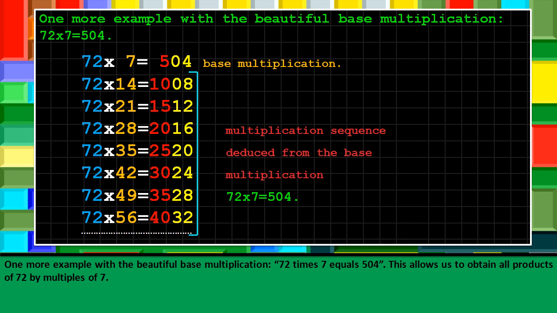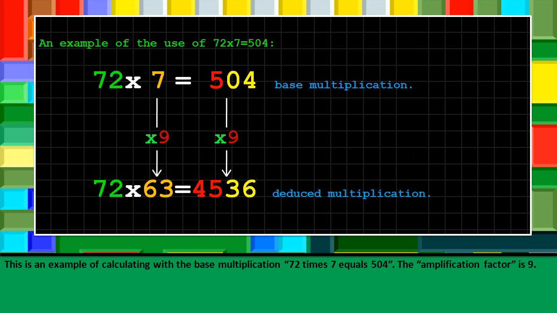One more example with the beautiful base multiplication 72 times 7 equals 504. This allows us to obtain all products of 72 by multiples of 7. This is an example of calculating with the base multiplication 72 times 7 equals 504. The amplification factor is 9.